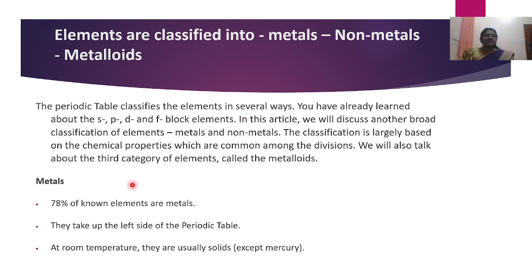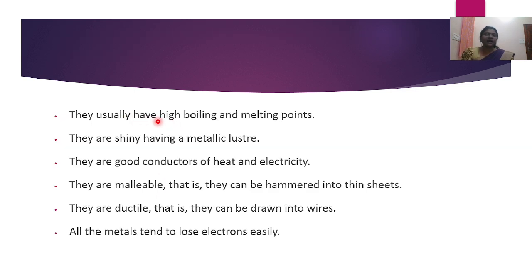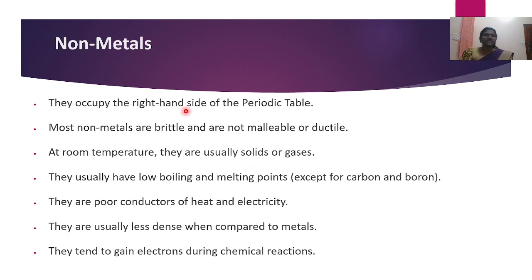First, the metals. 78% of known elements are metals. They take up the left side of the periodic table. At room temperature, they are usually solids, except mercury. They usually have high melting and boiling points. They are shiny, having a metallic luster. They are good conductors of heat and electricity. They are malleable, that is, they can be hammered into thin sheets. They are ductile, that is, they can be drawn into wires. All the metals tend to lose electrons easily. Therefore, all the metals are good conductors of electricity and heat.